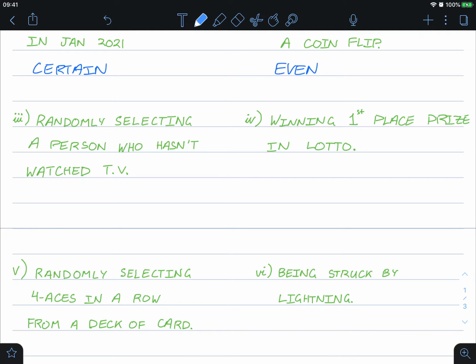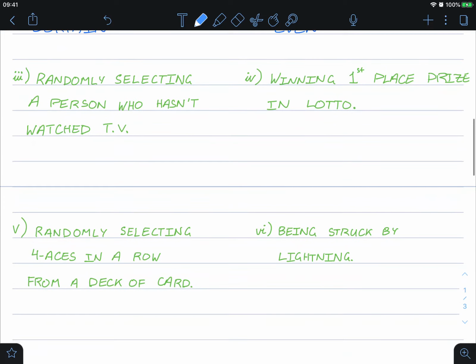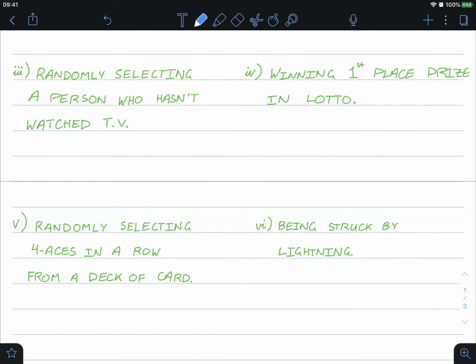Randomly selecting a person who hasn't watched TV. Well, I'm pretty sure that most people that we know, even children, have definitely watched some sort of TV. So to pick someone who has never watched TV is very unlikely.